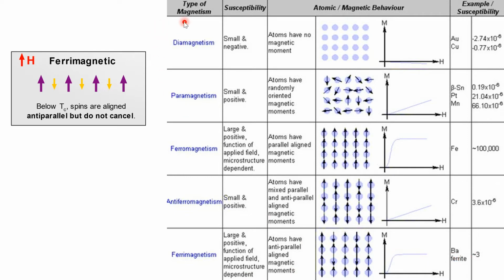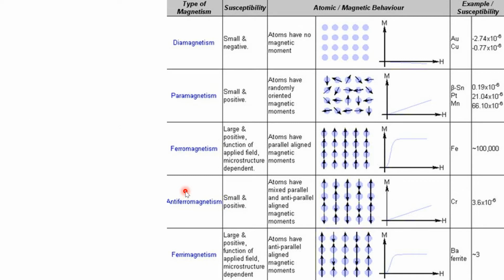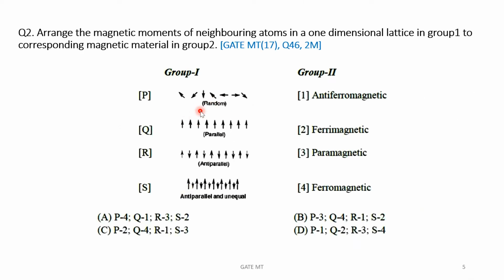So that is the case with the different types of magnetism. Now that you have understood the different cases in magnetism, if we go back to our question, we can see what these are. These are randomly oriented. Immediately you can say that they are paramagnetic. Now, what we have next are equally oriented and parallel. That is ferromagnetic material, with very strong magnetization.